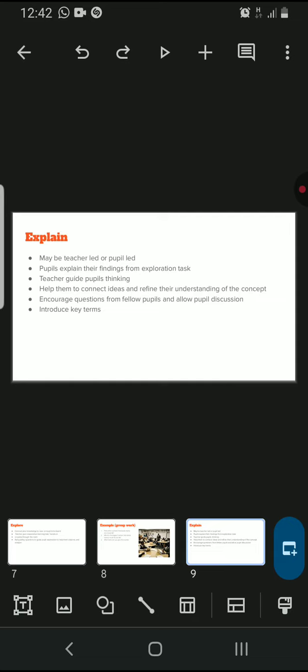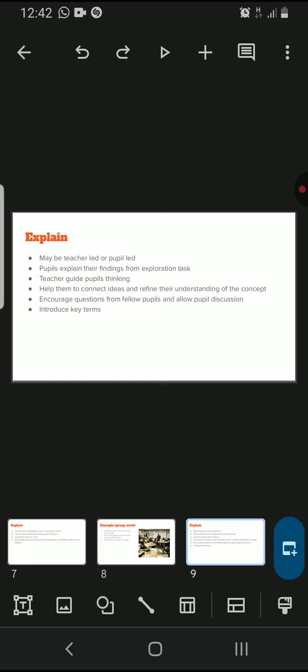So we are saying the teacher's role here, this explanation may be teacher-led or pupil-led. In whichever way it is conducted, the pupil's explanation must come first. The teacher's work here is to refine the pupil's explanations and findings.